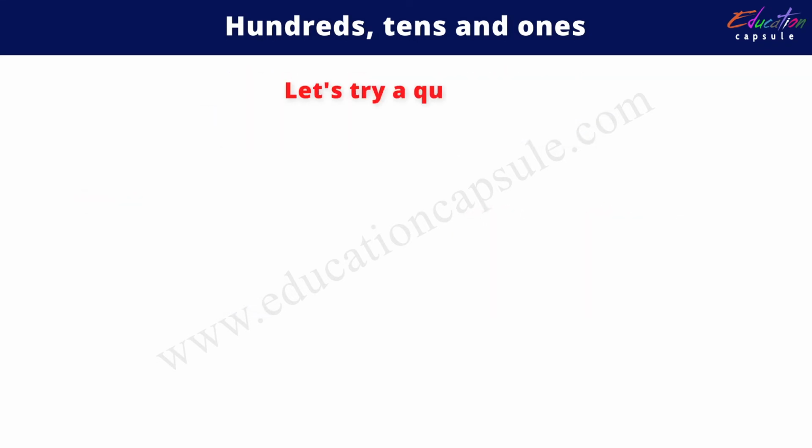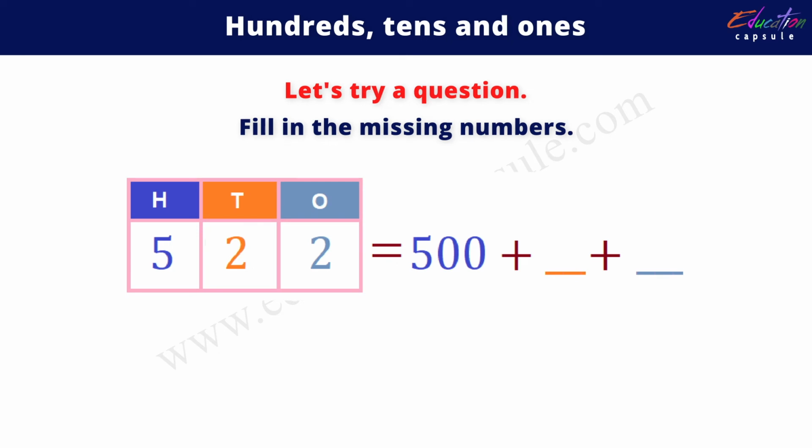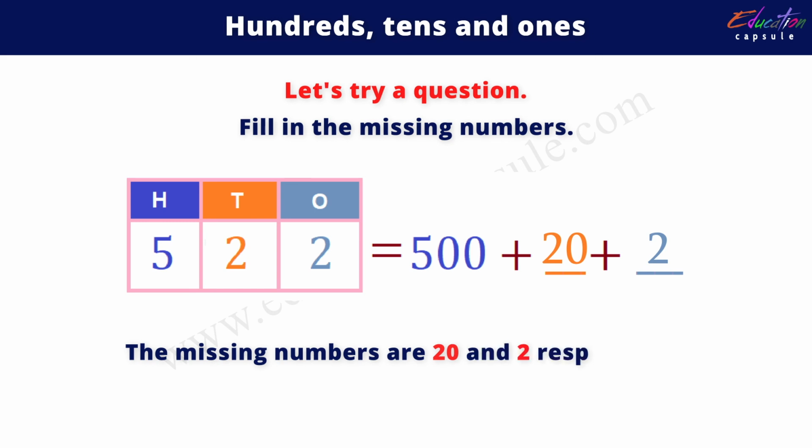Let us try one question here. Fill in the missing numbers. If we are given that we have 5 hundreds, 2 tens and 2 ones, so in the blanks we can say that 2 tens would make it 20, whereas 2 ones would make it 2. So the missing numbers are 20 and 2 respectively.